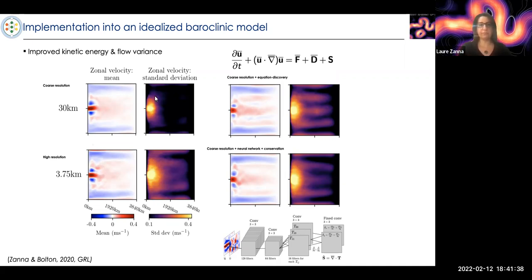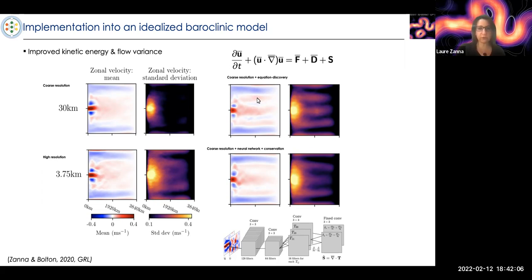At coarser resolution, there is less variance, the flow is a little bit more viscous and a bit more boring, with less structure in it. If we implement the equation discovery, the parameterization that we discovered directly from data, that is an equation, we can see that we're improving the flow field here. So we're improving the variance. It looks quite similar to the high resolution, even though we're still at 30 kilometer resolution, so basically 10 times smaller in resolution.